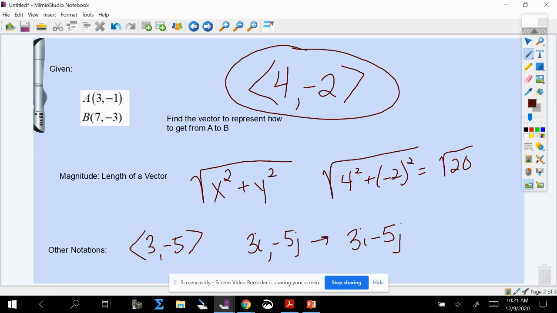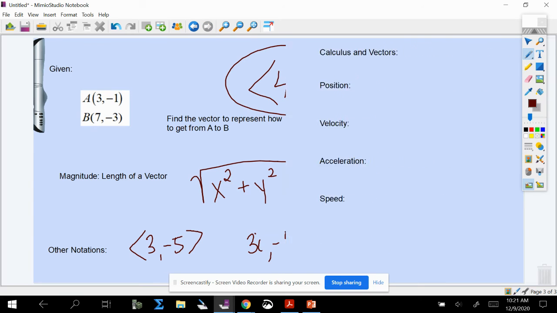I'm going to stick to the pointy brackets because that's what I've seen on AP tests. That's what I've seen on multiple choice questions. So we're going to stick with what we're going to be used to. Plus, I think it's easier.